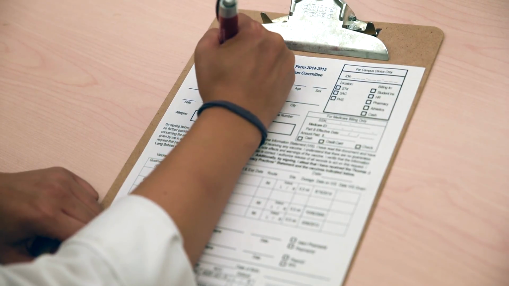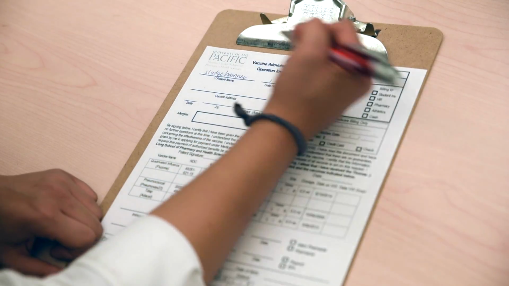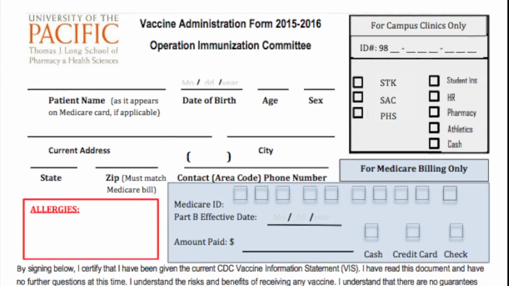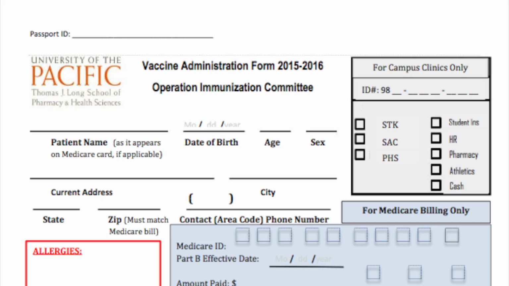If this is a Medicare event, it is imperative that you record the patient's Social Security and Medicare information in the box located on the top right-hand side of the vaccine administration form. It is also imperative that you record the 3 or 4-digit Medicare passport number that the patient receives upon registration for the health fair in the indicated area.